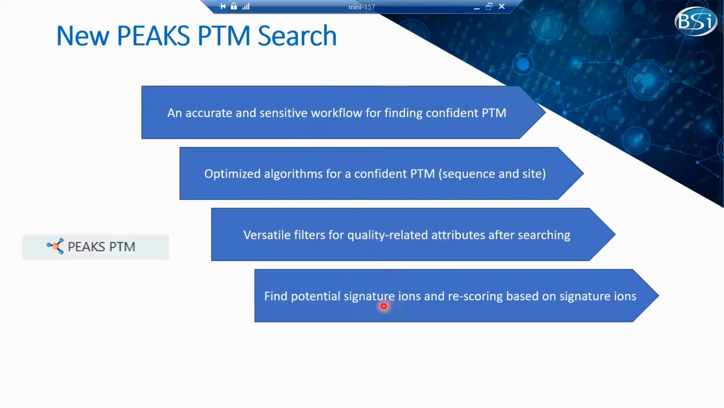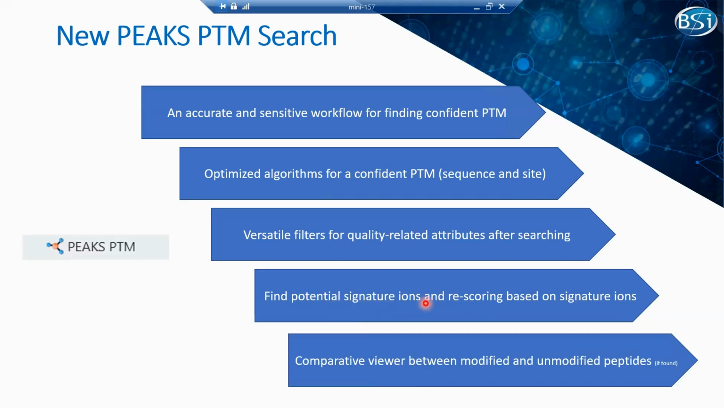In this new PEAKS PTM, we have a function that, as a first step, can help you find potential signature items in your data set. Based on these signature items, we can then restore. After this restore, we get two things. One is more accurate results, since your PTM is now supported not only by the support ion, but also by the signature item. And since there is a restore, we can also find more PTMs based on your results.